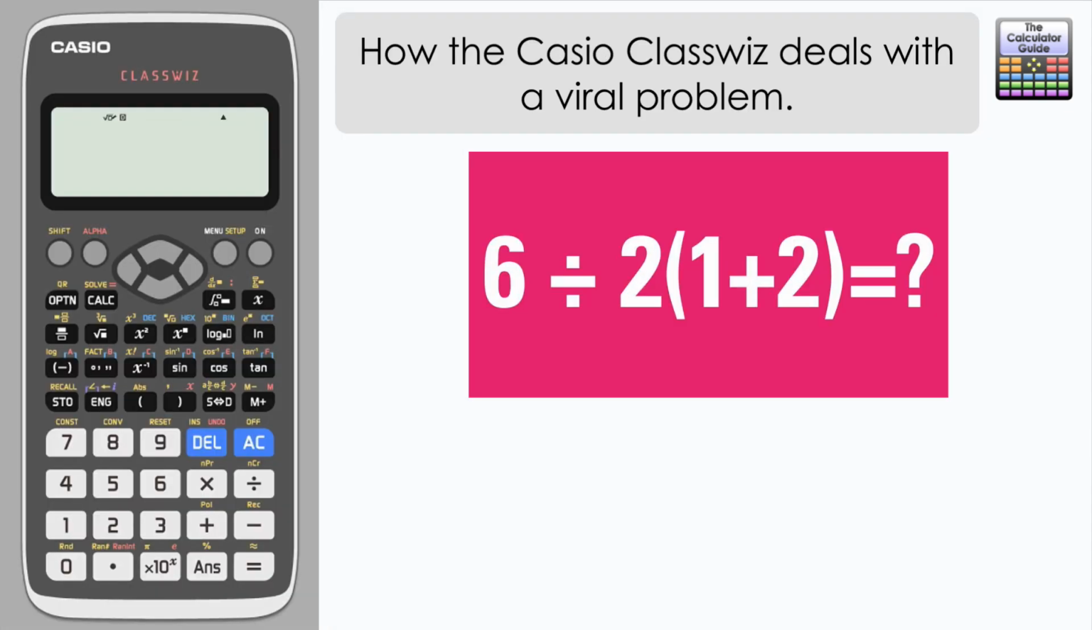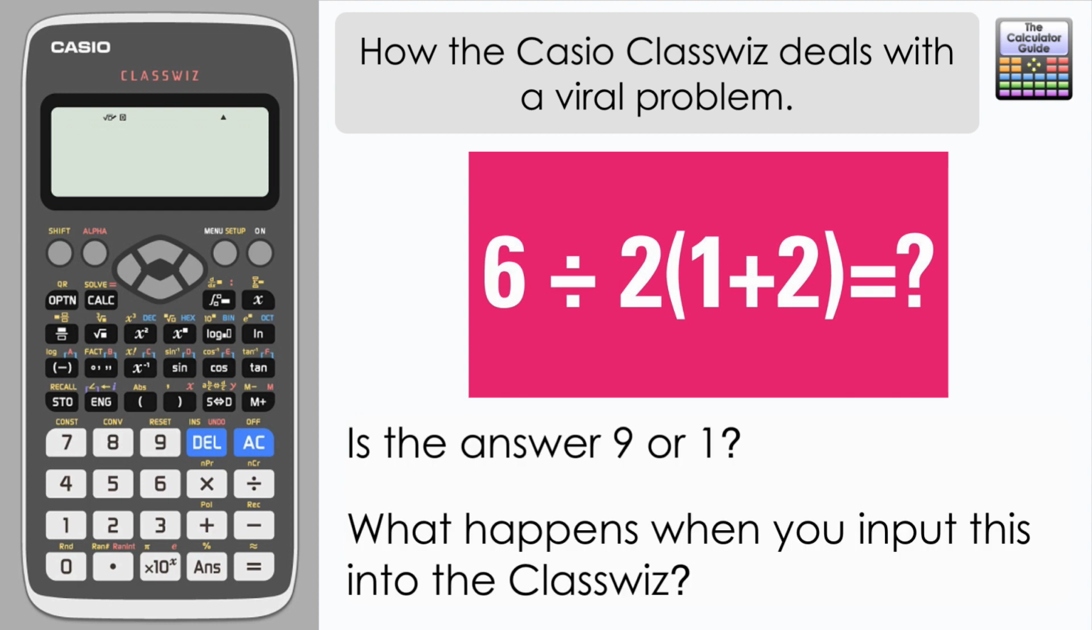You may have seen viral problems such as this circulating around social media, and part of the premise of these problems is that if you input into a calculator, different models of calculator were giving different answers. In the case of this particular one here, is the answer 9 or 1? Particularly older generation models of calculator would come up with different answers. And really it's all based on the ambiguity of the way in which the problem is written.